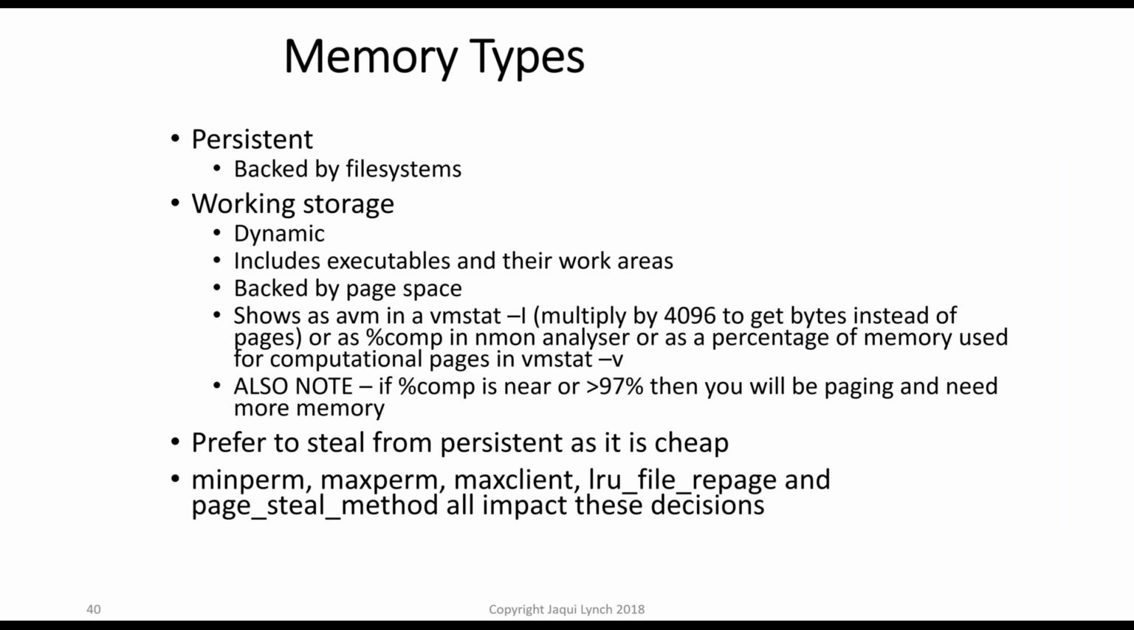So we're going to talk about memory. In the case of memory, I'm going to start with a little bit of basics and then talk a little bit more about looking into this. There are 2 kinds of memory from the operating system point of view. I'm not going to get into all the shared memory and the operating system stuff. We're just going to talk about the 2 that your client applications care about. There's persistent and there's working storage.